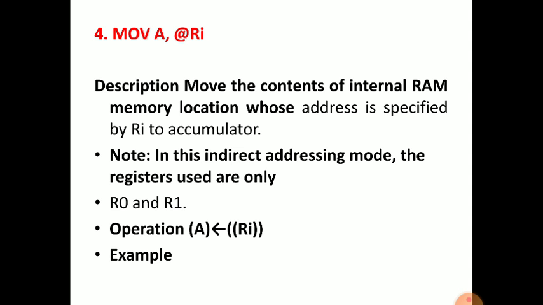That is, double the time is required to access the data. It is the indirect way of accessing the data. So we have MOV A, @Ri.